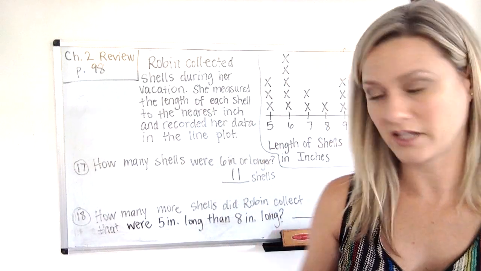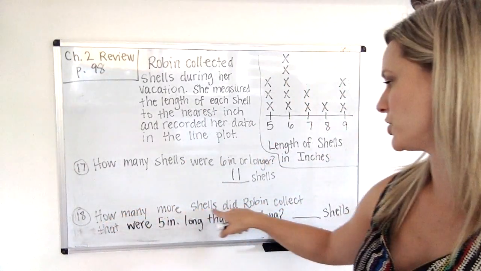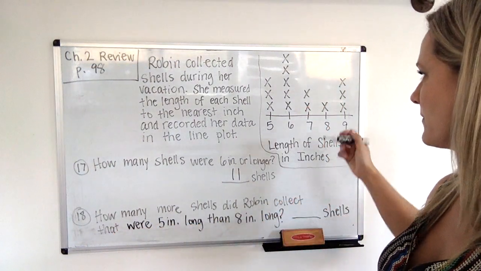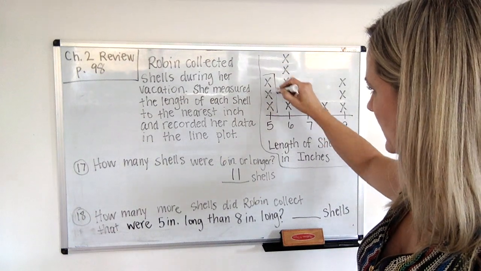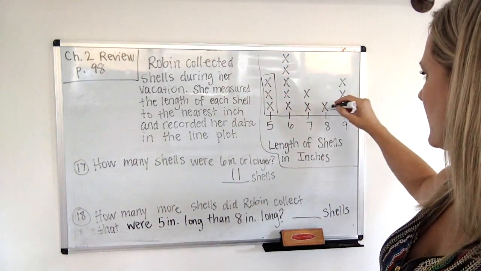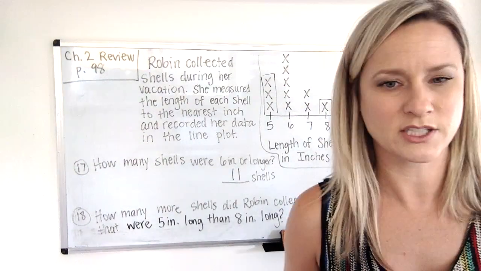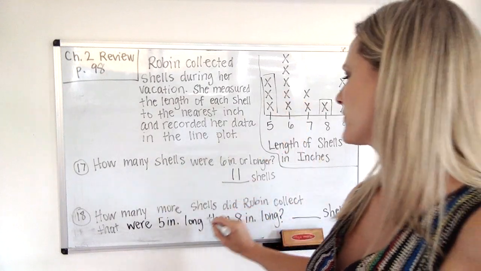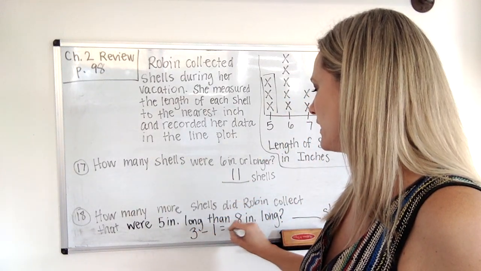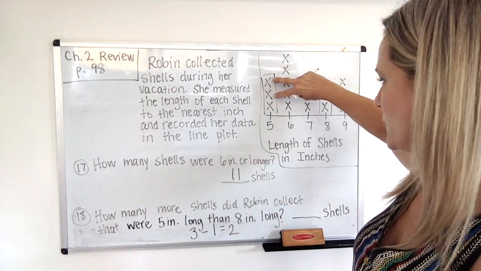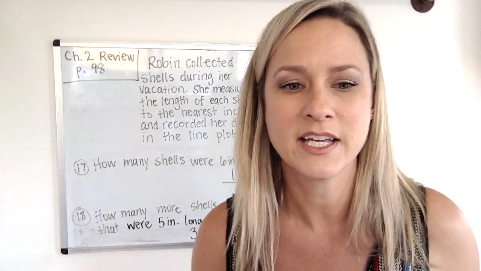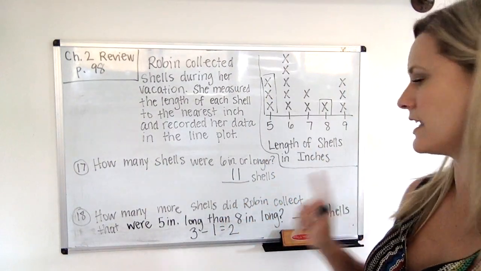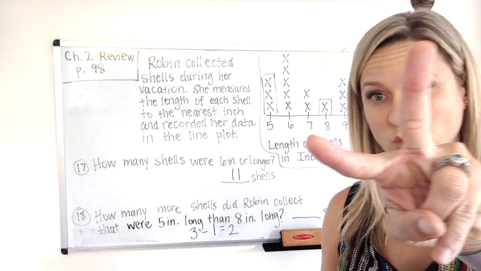Good? Good. All right, number 18 says, how many more shells did Robin collect that were 5 inches long than 8 inches long? Okay, so she collected 3 shells that were 5 inches and only 1 shell that was 8 inches. All right, so we know the difference between 3 and 1 is 2. So these 2 were the extras, right? So how many more shells did Robin collect that were 5 inches long than 8 inches long? The answer to that is 2 shells.